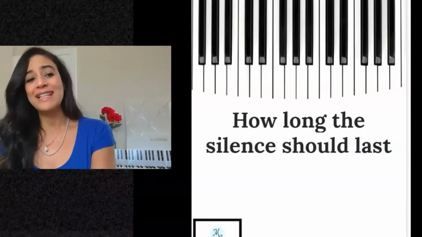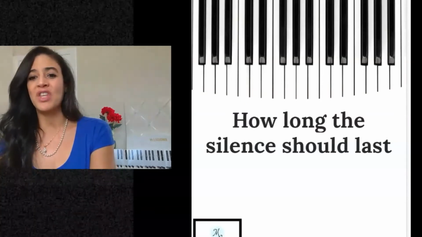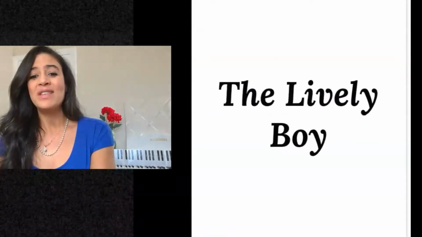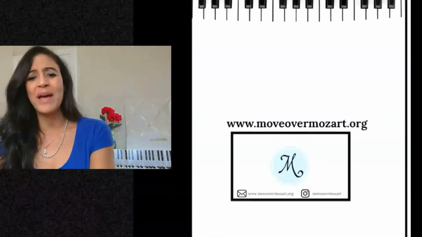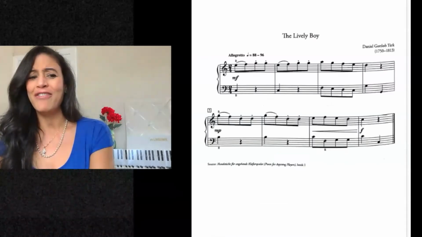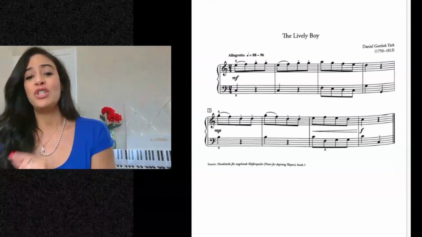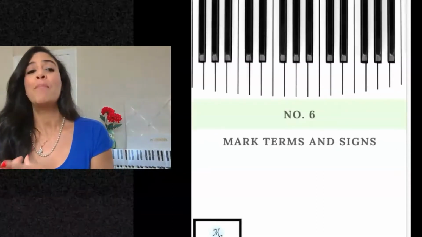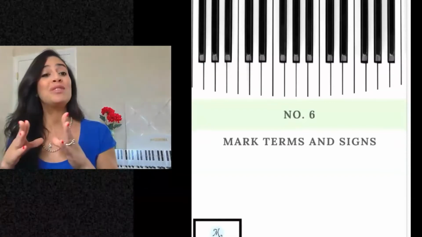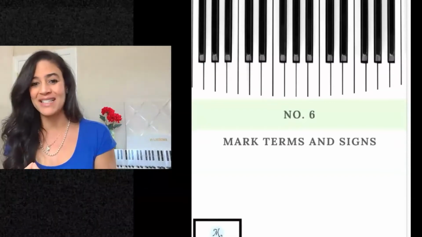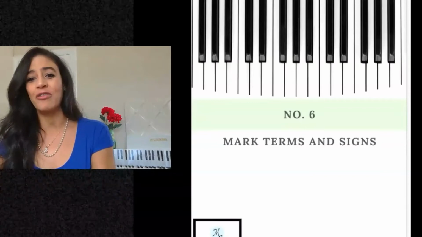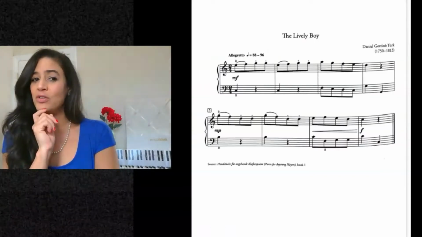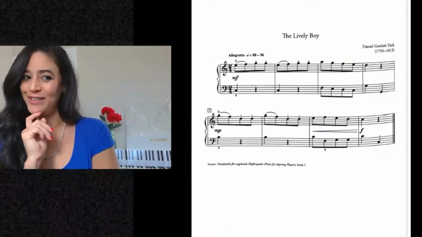Now, for example, we're going to be looking at a piece called The Lively Boy. And in this piece, there are quite a few rests, but I think you're going to find this very helpful. Now, just to remind you, next week, we're going to be looking at step number 6, marking the terms and signs. So you definitely won't want to miss that lesson. Now, let's jump back over and see, what do the rests look like in The Lively Boy?